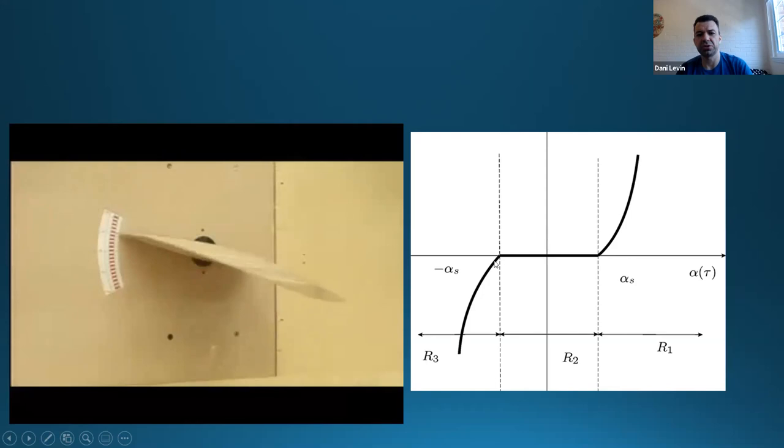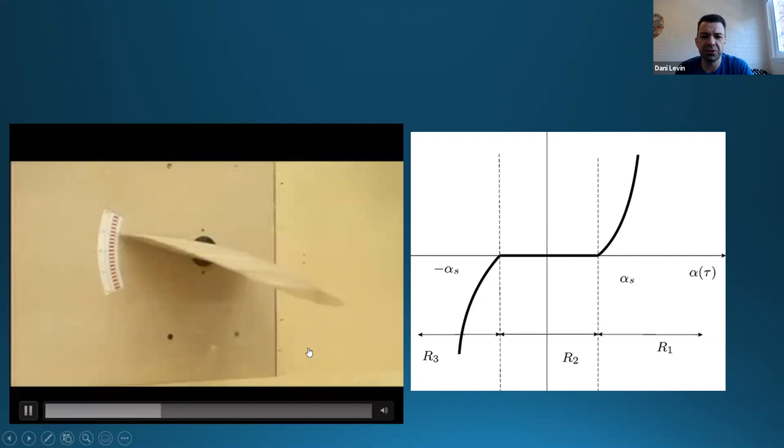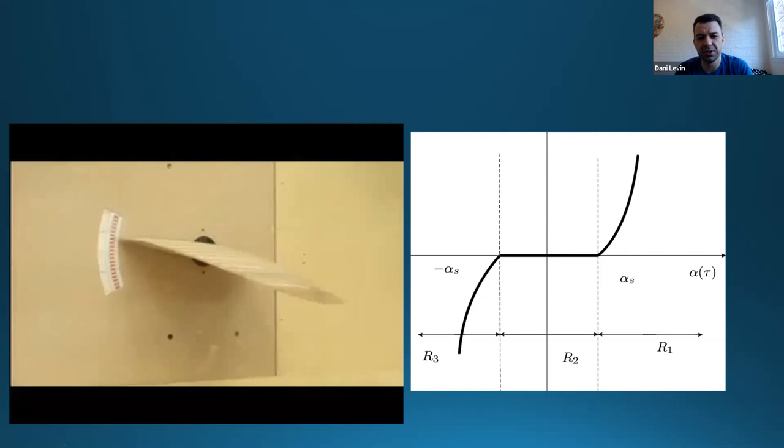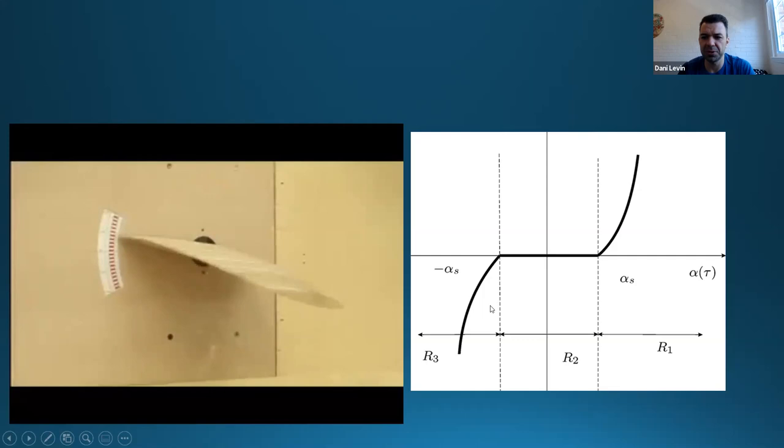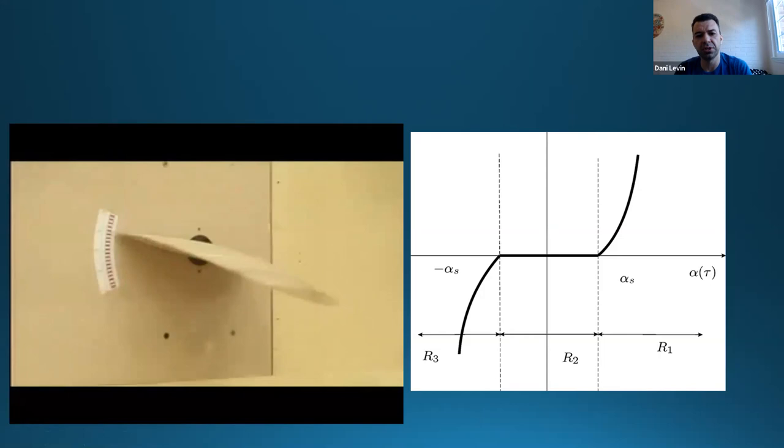If you do flutter analysis with zero stiffness, you will probably get flutter at zero airspeed. But again, when you start deflecting more, you are invoking additional stiffness. When you invoke additional stiffness, suddenly you have some finite stiffness that will reduce your vibrations. So your fin will cycle through this free play band all the time, and it usually results in LCO. So my question for you is, what can we do about it? What can we do about this kind of mechanism?